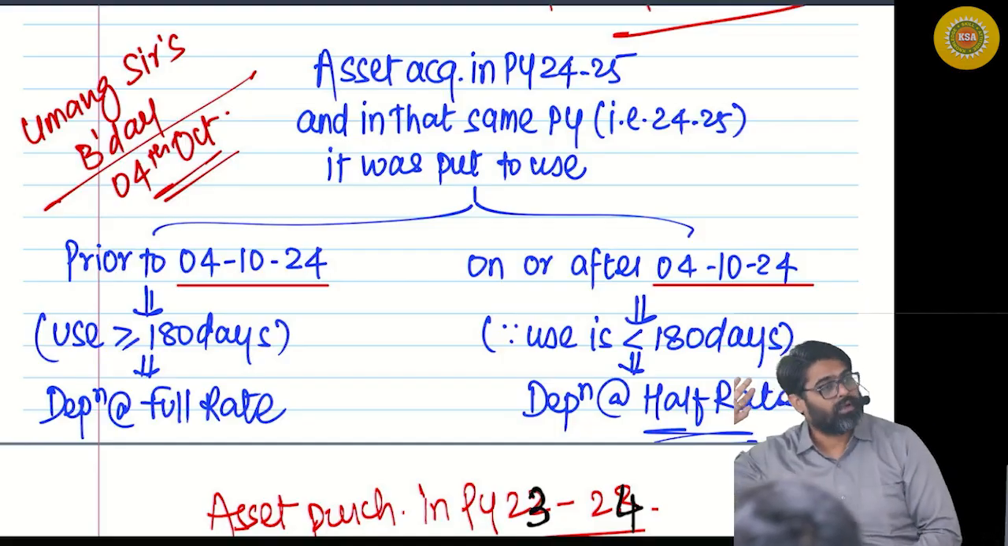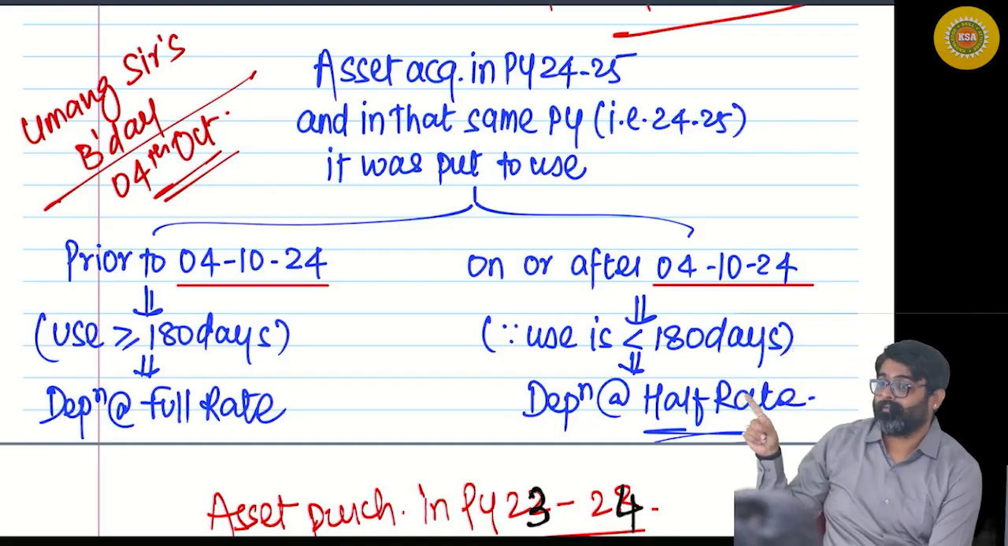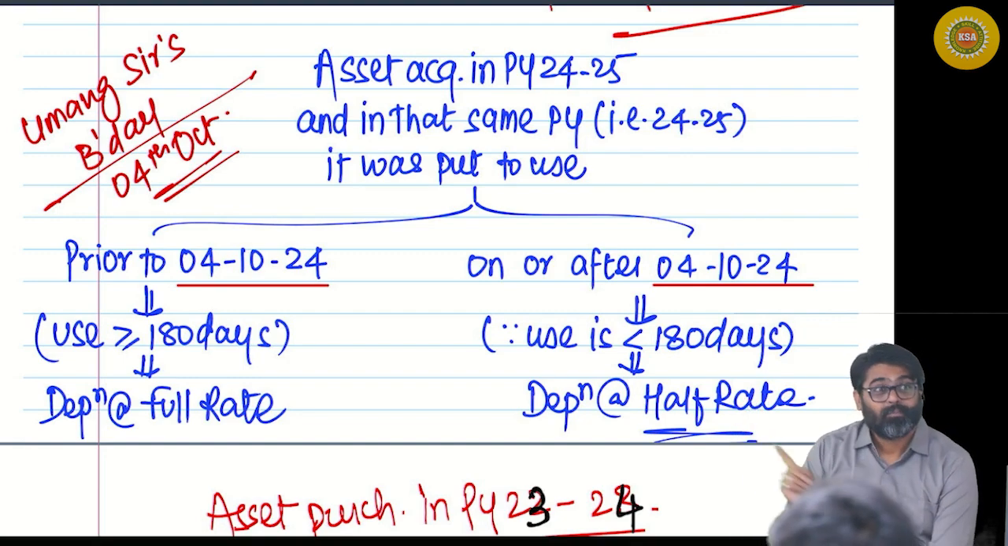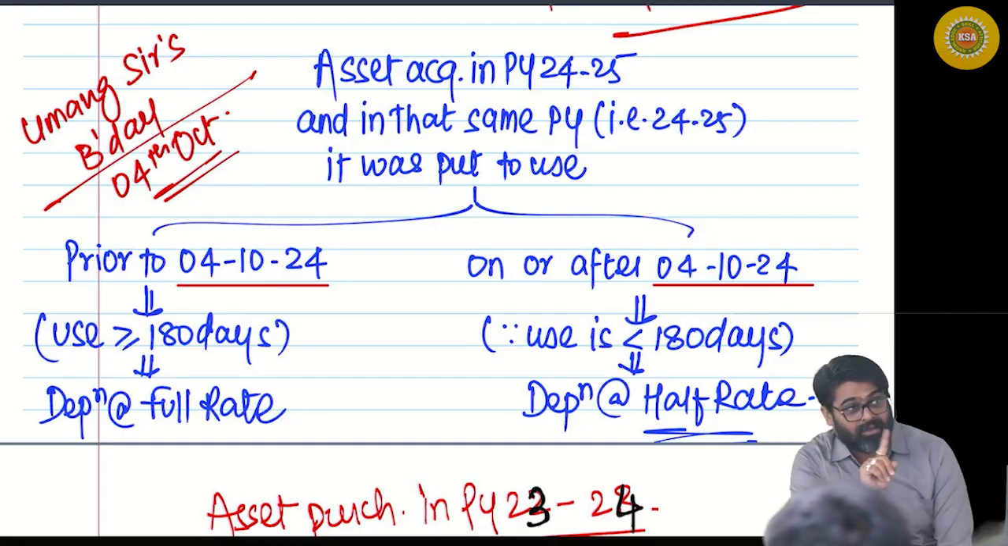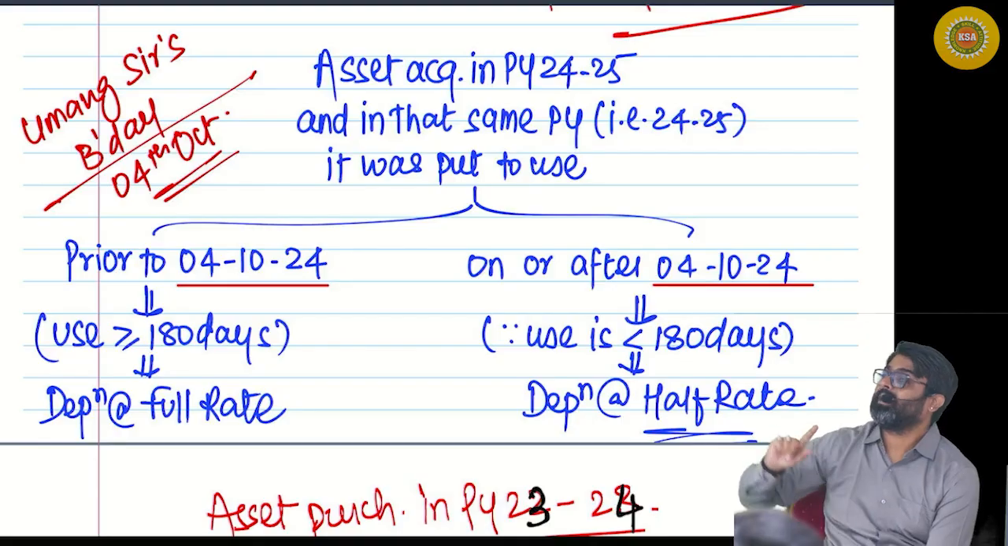Less than 180 days. See, whenever it is a leap year, then one day will shuffle. Yes or no? But when it is not a leap year, you will follow this only. Yes or no? What in the case of a leap year?